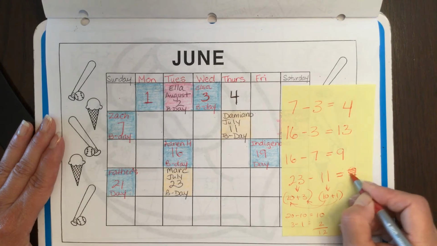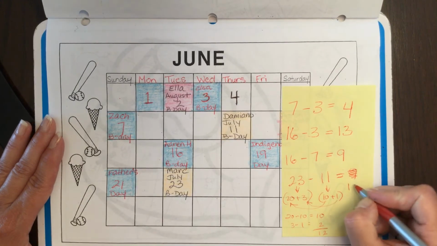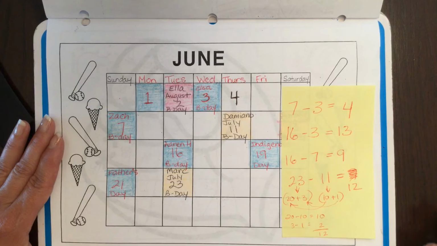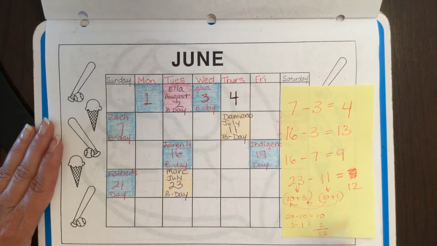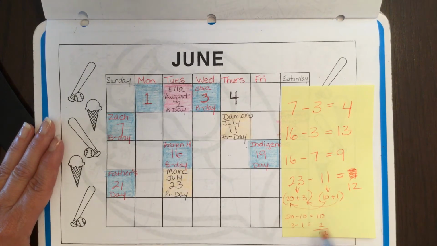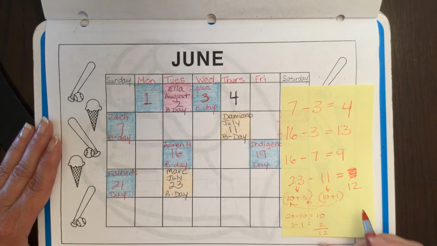So why did I put a 9 up there? I don't know. 12 is my answer, my friends. What was I writing? So 23 minus 11 is 12. You need to break it down a little bit. Don't worry if you can't, just trust me.